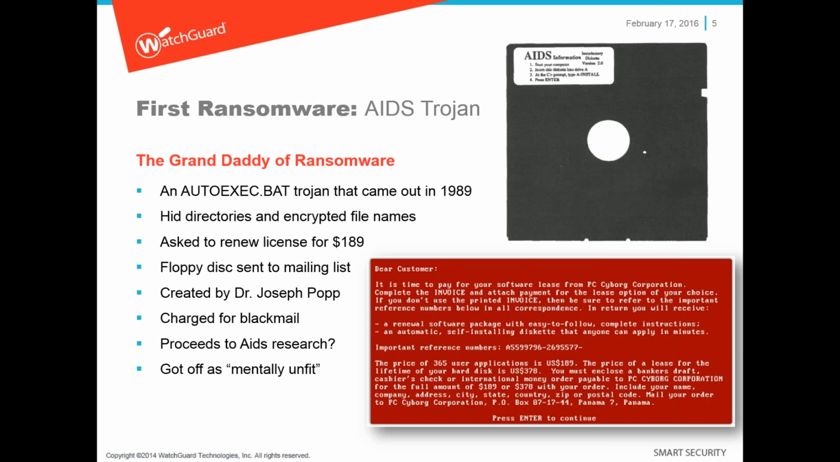Once they ran the disk, the malware was installed. Now, the way it worked was after about 90 reboots, the Trojan hid directories and it encrypted the names of the files on those customers' machines. To regain access, the users would have to send $189 to PC Cyborg Corporation at a post office box in Panama. It was said that the proceeds would go to AIDS research, but frankly, there was no evidence of this.